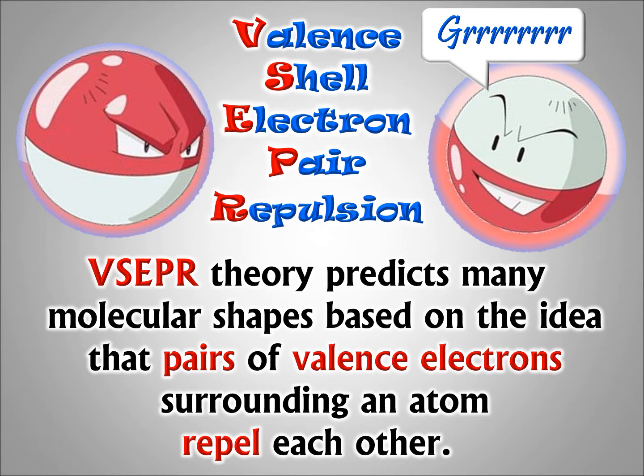VSEPR theory predicts many molecular shapes based on the idea that pairs of valence electrons surrounding an atom repel each other. That's it. So if you can figure out how many pairs you have and how they can get the farthest apart from each other, well, guess what?